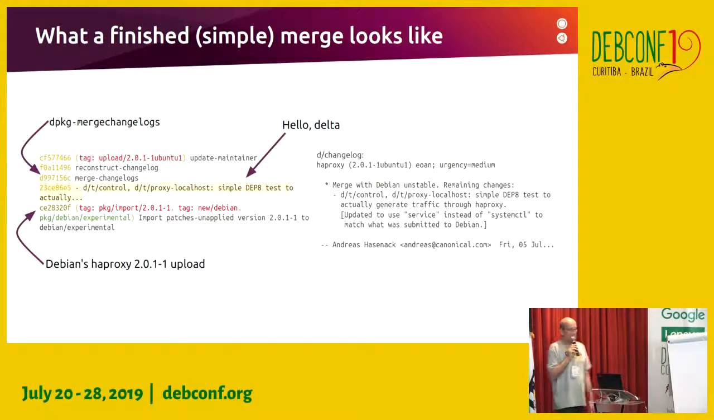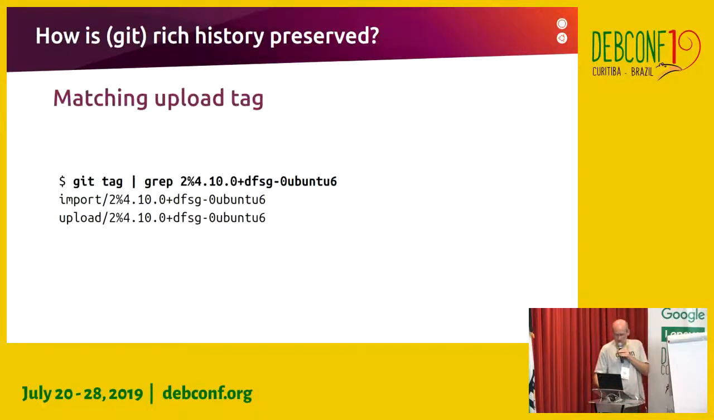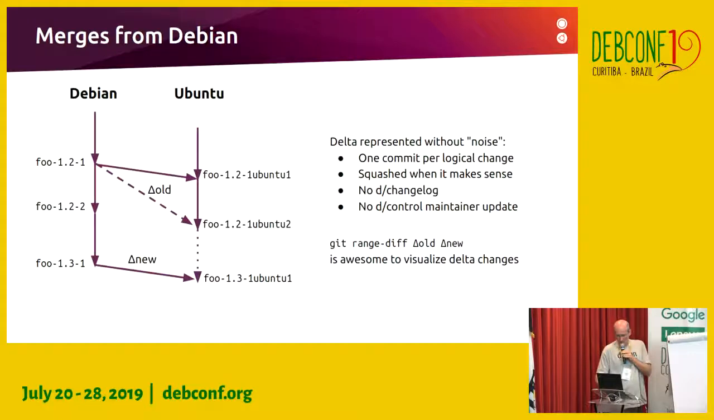And then this first step of extracting the delta and making it simple to read is one of the objectives here. Delta without noise, that's the goal. One commit per logical change, squashed when it makes sense. No Debian changelog noise. The Debian changelog just creates merge conflicts in the end. It doesn't help. Same for Debian control, but there is just one line, the maintainer.